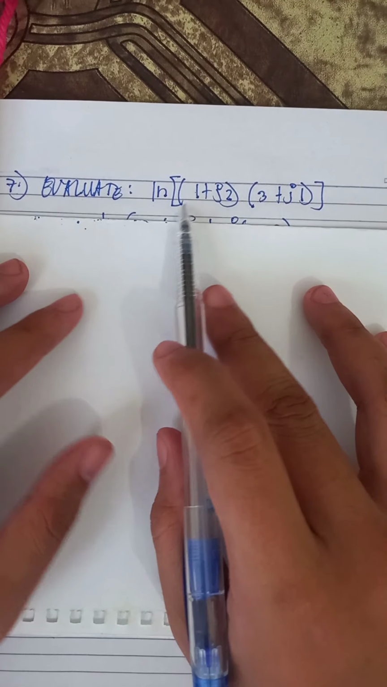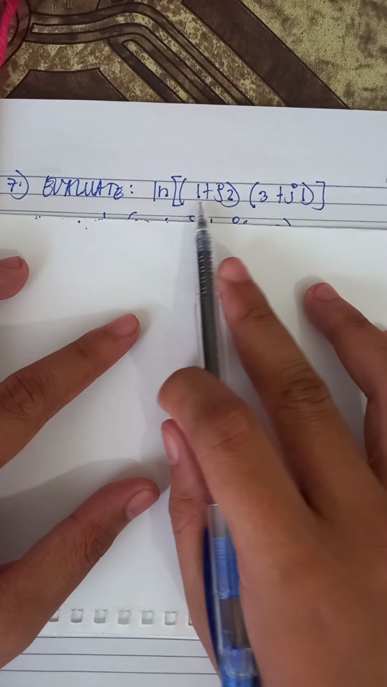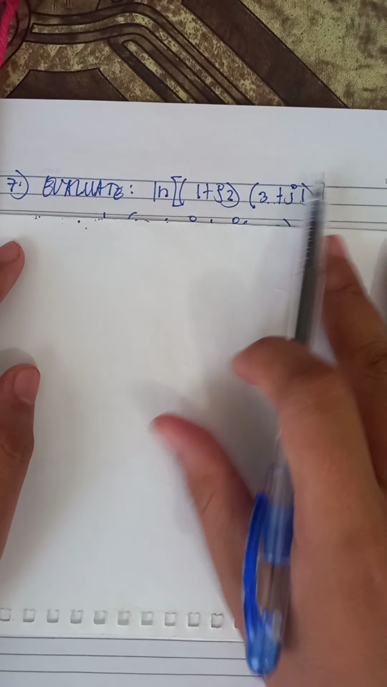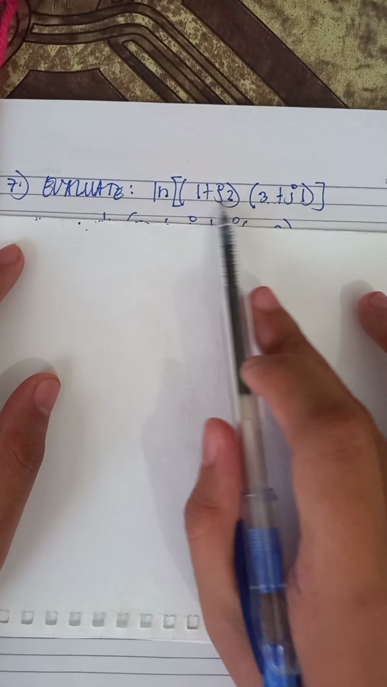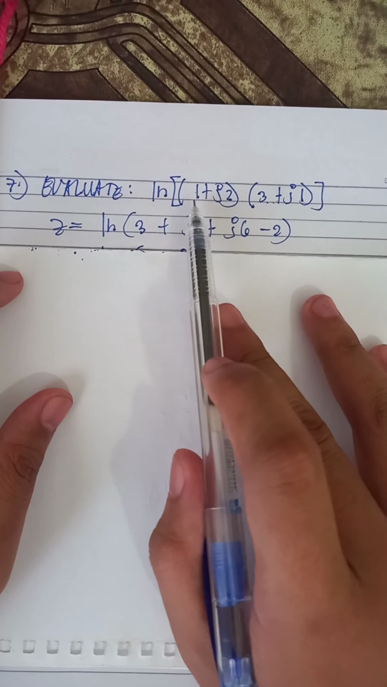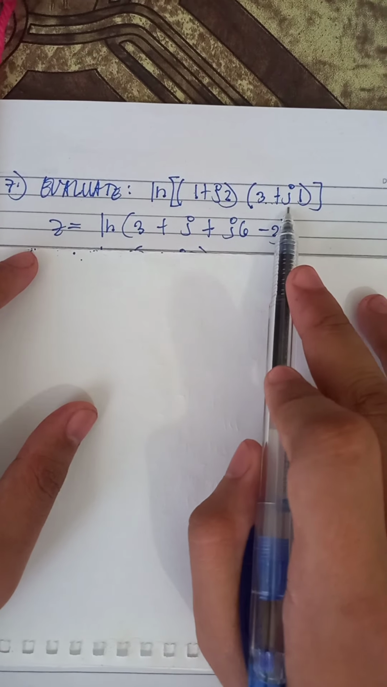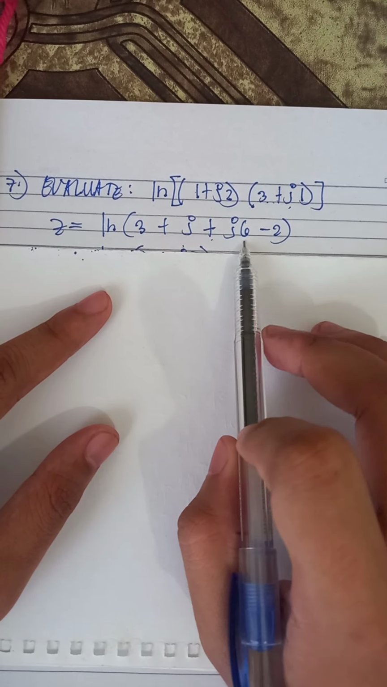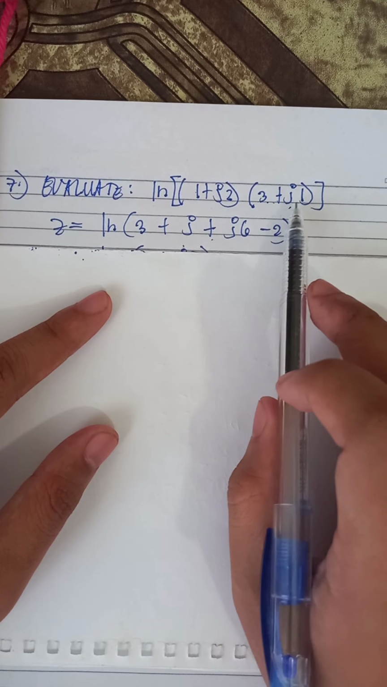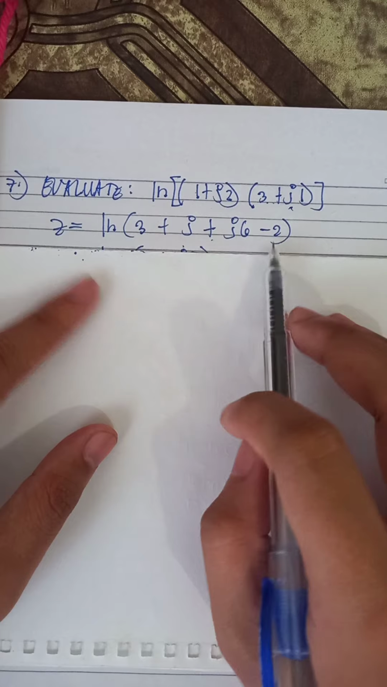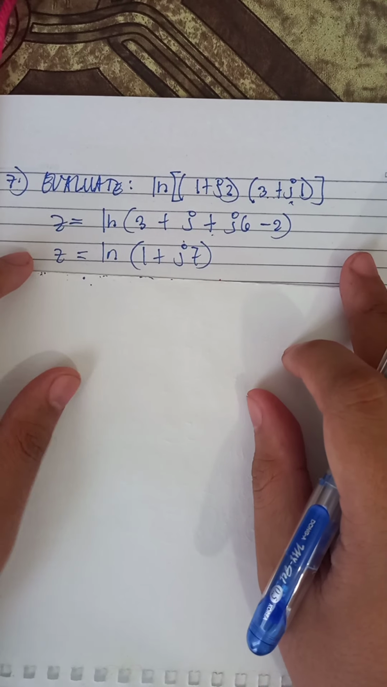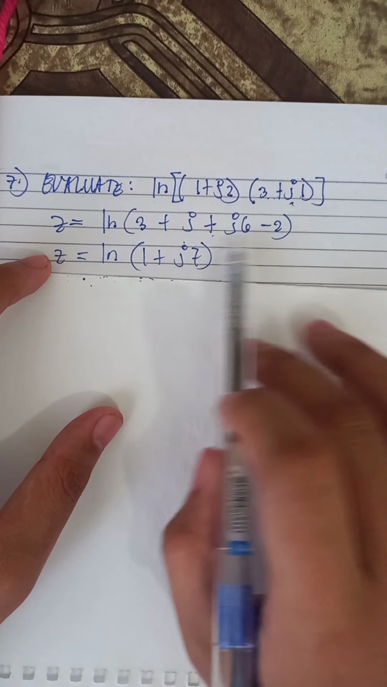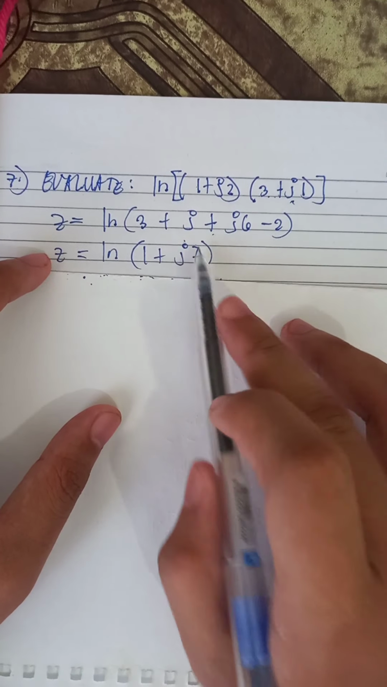Number 7 is evaluate ln of the quantity (1 + j2) times the quantity (3 + j1). So first we have to perform a FOIL method. It is a two quantity product. So 1 times 3 equals 3, 1 times j equals j, plus 2j times 3 equals j6, and then 2j times j equals negative 2. So next step is we have to evaluate 3 minus 2 equals 1, and then j6 + j1 equals j7.